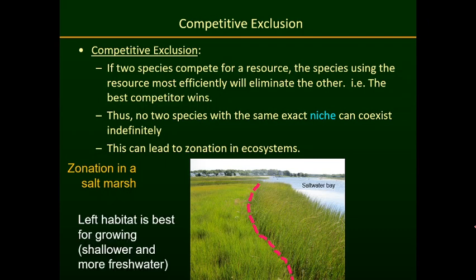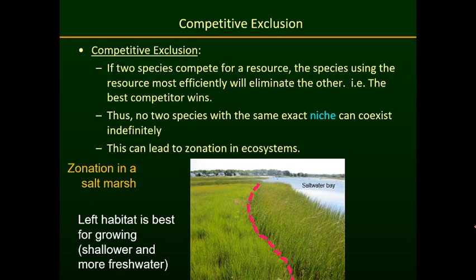The zone to the left here is the better habitat of the two for just any generic plant. And the reason is that it's more inland, even though it's just by a few feet, it matters for plants. It's more inland, and so it gets more exposure and access to fresh water. So it's shallower, which helps with its growth, and it also gets more fresh water. So on the left is the prime real estate for plants growing in a salt marsh.